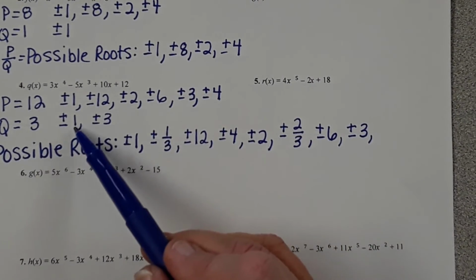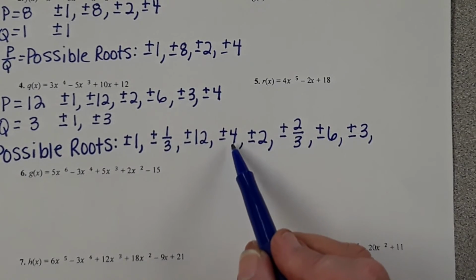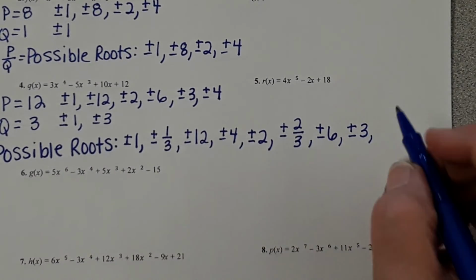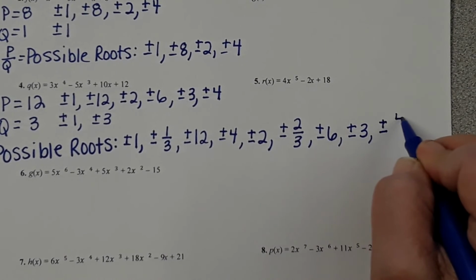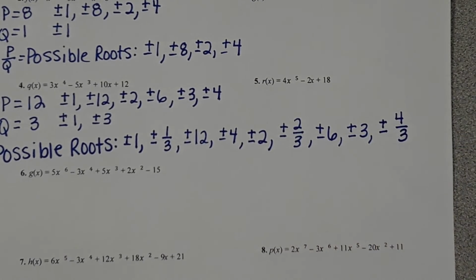4 over 1 is 4. Well, I already have 4, so I don't need to write it again. 4 over 3 is plus or minus 4/3.